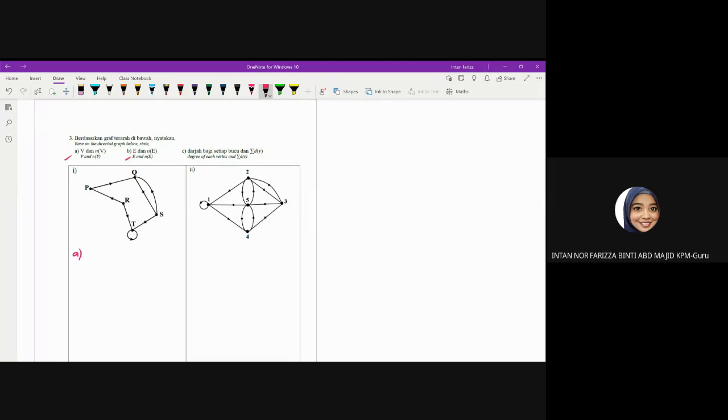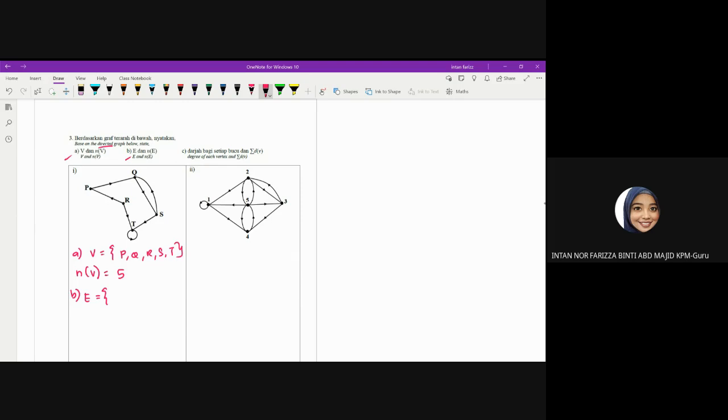Okay, A, how many vertices do we have here? We start from P, Q, R, S, T. Okay, do it together with me. Number of vertices? Okay, we have 5. Okay, to list out the edges, this is a directed graph. You have to follow the direction which is indicated by the arrow.